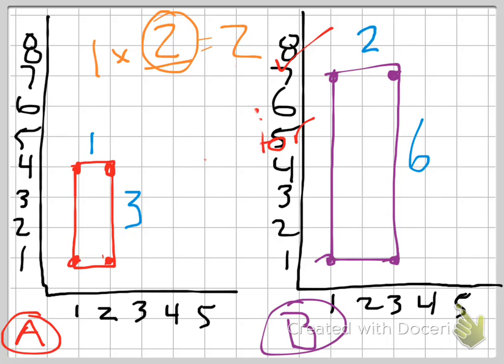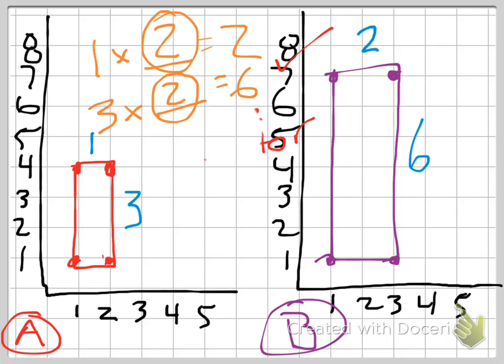And I can do the same thing over here and go 3 times what is equal to 6. And again, I know off the top of my head that 3 times 2 is equal to 6. In this case, you can see we have the same scale factor. So we would say that these two shapes are similar.